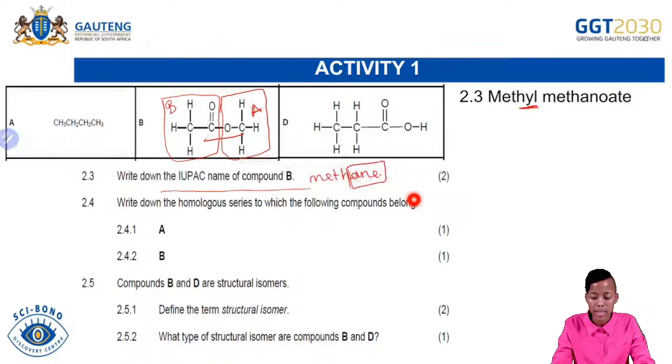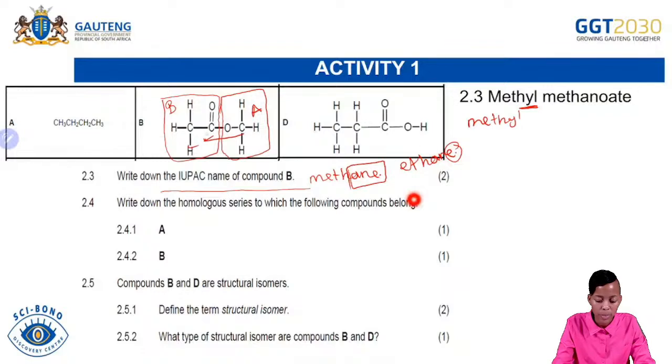Then B, it's the carboxylic acid part. So how many carbons does it have? We can see that it has two carbons. If it was an alkane, we would call it ethane. But then because it's an ester, we are going to call it ethanoate. So we are going to remove the E. So therefore, the name would be methyl.